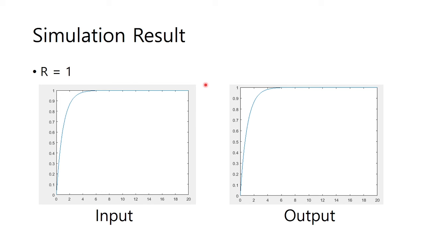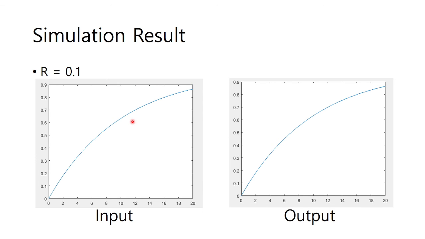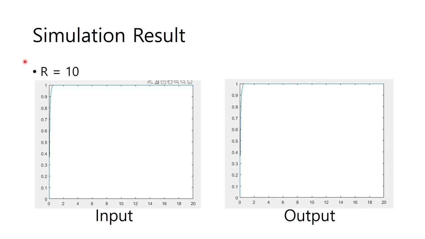and I changed the R value to see other results. Instead of 1, I input 0.1, and the result is like this. And I gave 10 to R, and the result was this. So I can see that if R increases, the time for stability decreases. This is the end of my bond graph simulations, and thank you for watching.